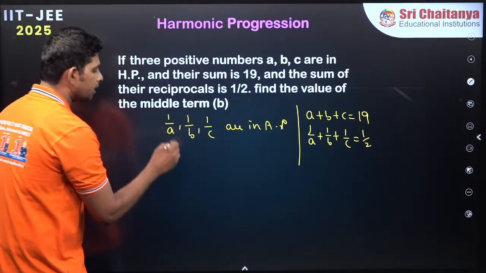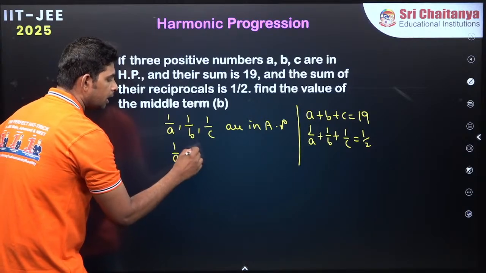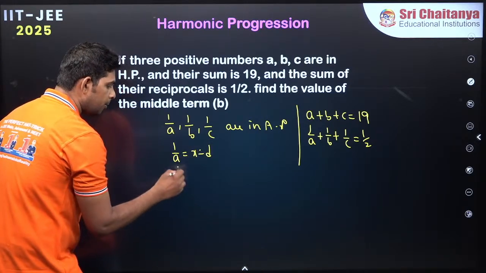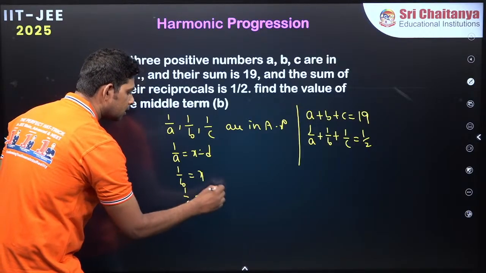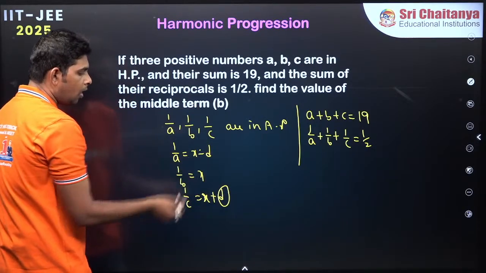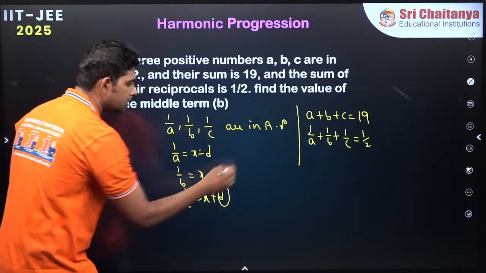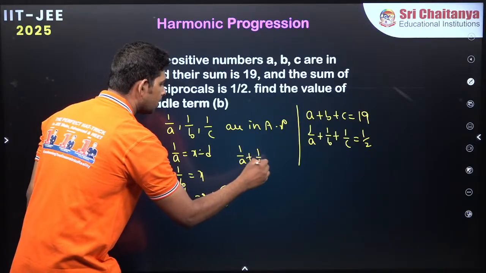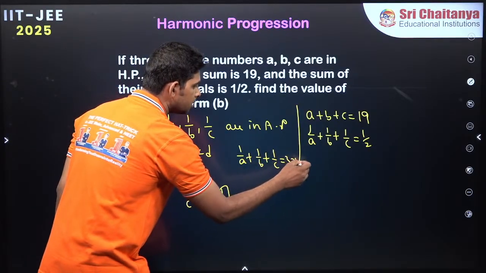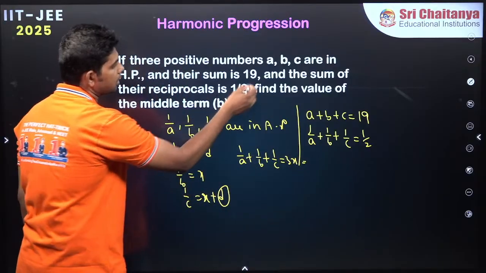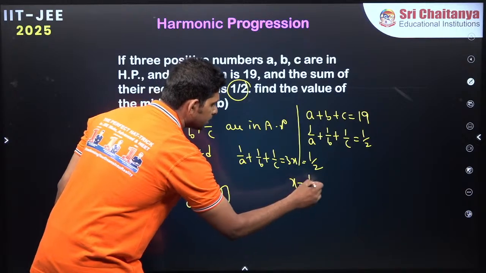So why don't we write 1 by A, 1 by B, 1 by C in AP: 1 by A I am taking as x minus D, 1 by B as x, and 1 by C is equal to x plus D, where D is the common difference in this case, because they are in AP. So adding all these things, what do we get? 1 by A plus 1 by B plus 1 by C is equal to the sum of this, giving us 3x. 3x is equal to what they have given, that is 1 by 2. 3x is equal to 1 by 2, x is equal to 1 by 6.